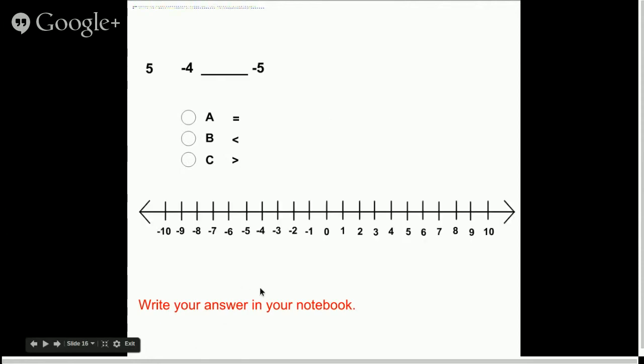Write your answer to this in your notebook. Go ahead and pause it. The correct answer is C. -4 is closer to the right. So -4 is greater than -5.